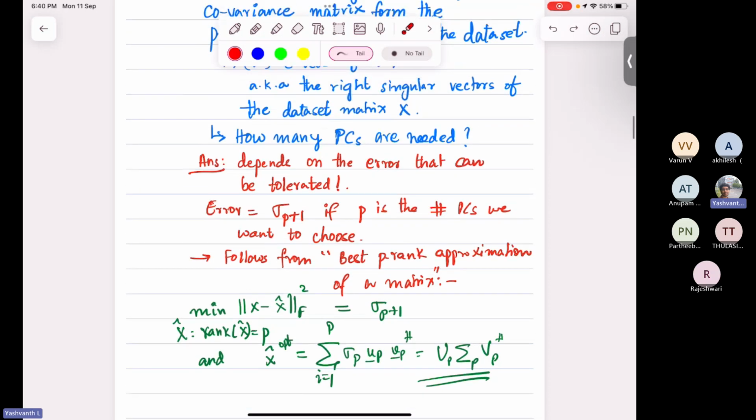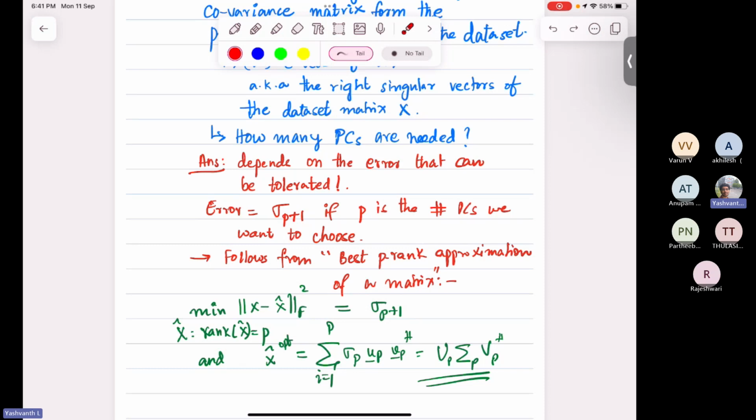If you compute the error in this particular term, you can show that the error is given by sigma p plus 1, that is, the p plus 1 singular value of the matrix X. Now, depending on p plus 1, it depends on the error that I can tolerate in doing the PCA, because in PCA you do have some loss of information, because I only want to capture the information of this particular data along the principal components.